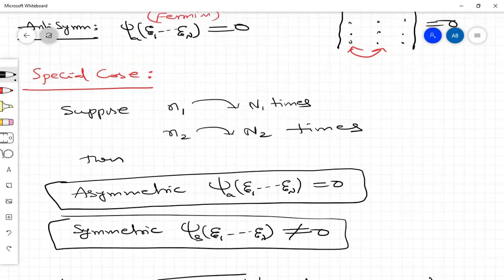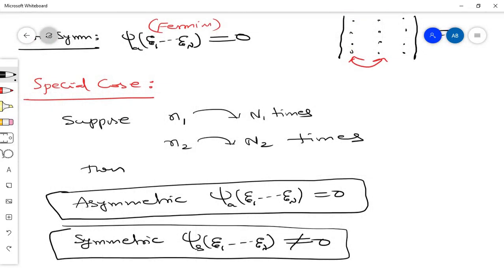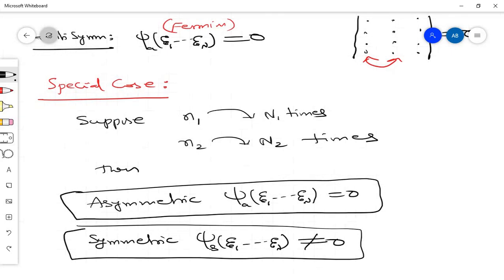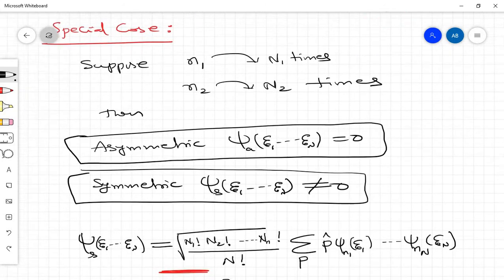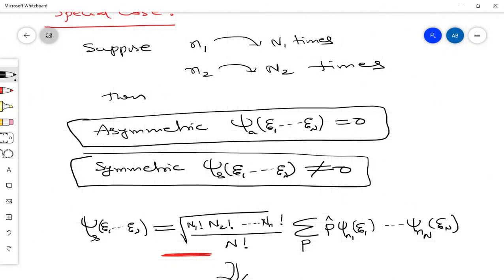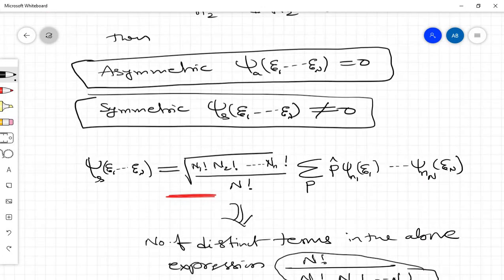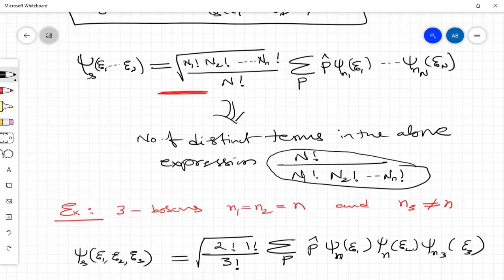Suppose n1 states repeats n1 times, n2 states repeat n2 times. In that case, what to do? So in that case, obviously any two columns in that determinant becomes same, then the asymmetric wave function will become 0. That means fermions will become 0. Symmetric wave function, then we need to adjust the wave function will be like this.